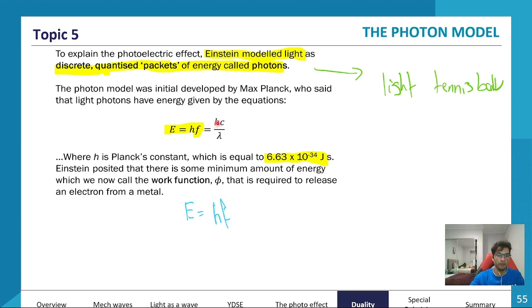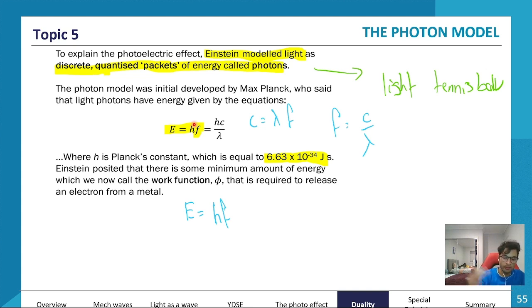And this formula, E is equal to hc divided by wavelength, just comes from the formula c is equal to wavelength times frequency. Solving for frequency, you get frequency is equal to c divided by wavelength. Combining the two, you get this formula. So it's the same formula.